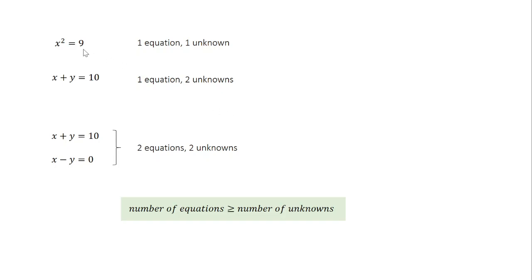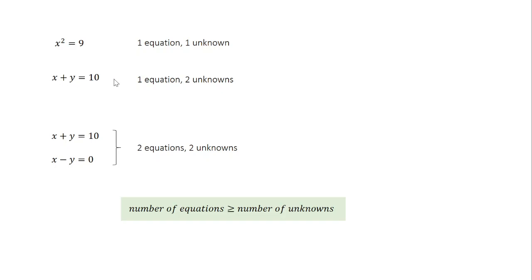For example, take this equation x square equal to 9. You have one equation and one unknown. X is the unknown. So you can easily solve it. You will get value of x equal to square root of 9, which is plus or minus 3. So you can solve it conclusively.